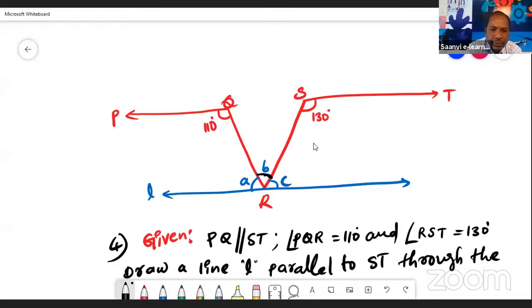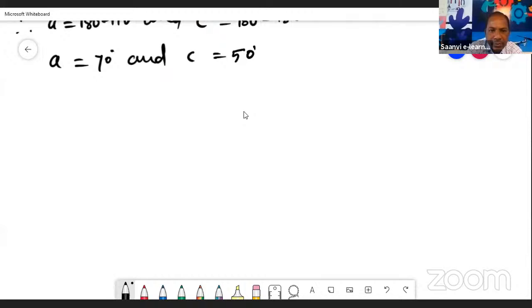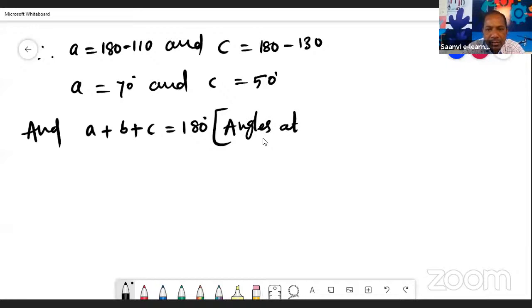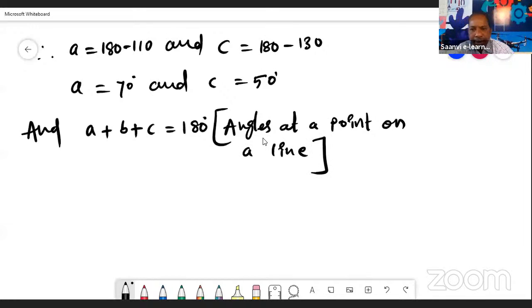So we know that the angles at a point on the same line, their sum is equal to 180 degrees. So angle A plus angle B plus angle C is equal to 180 degrees. Why? Because angles at a point on a line. Already we have discussed the angles lying on the same line at a point, their sum is equal to 180 degrees. Angles around a point means 360 degrees. Angles at a point on a line means 180 degrees.